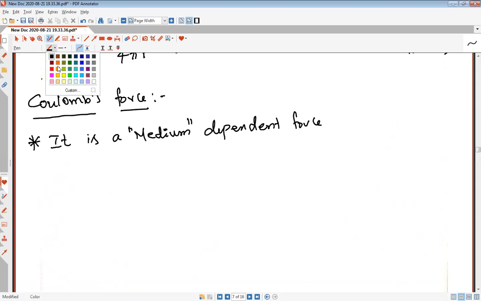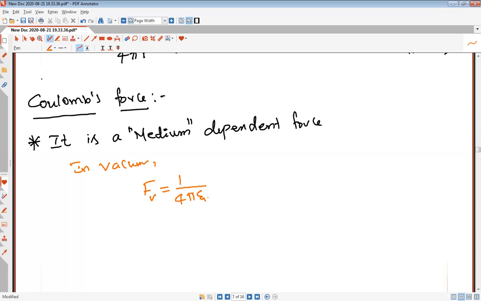If the charges are placed in vacuum, the force between the two charges in vacuum will be Fv is equal to 1 by 4 pi epsilon naught Q1 into Q2 divided by R square. This is the force between two point charges when placed in vacuum. Suppose Q1 and Q2 are two point charges placed at a distance R in vacuum.